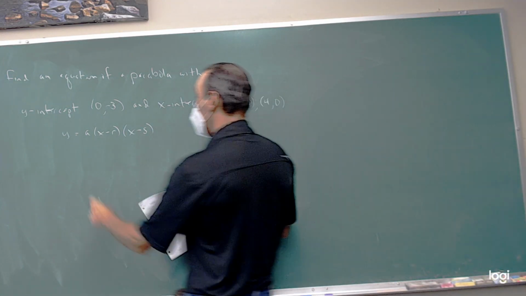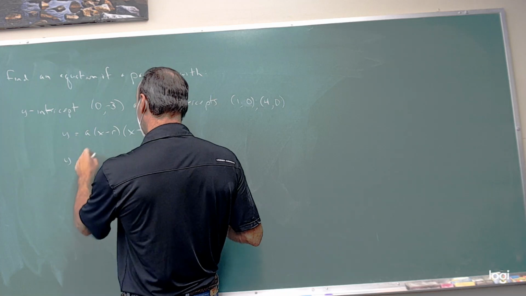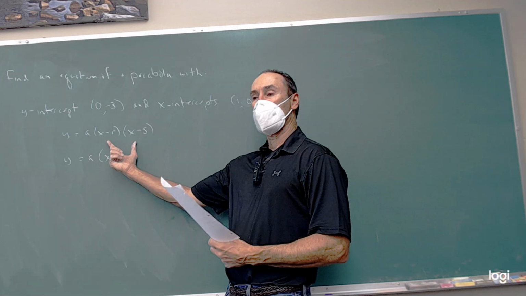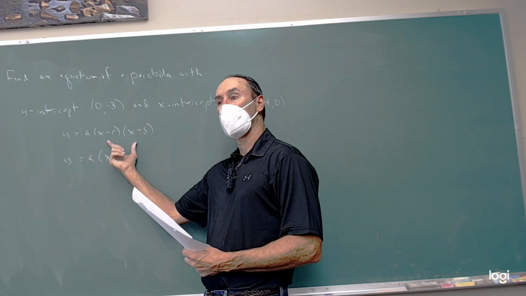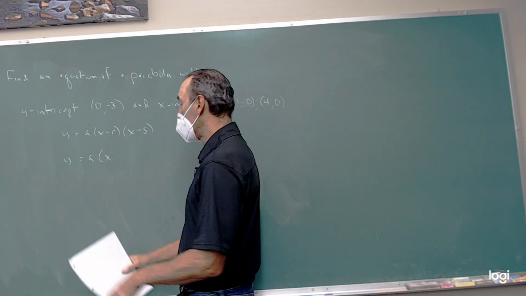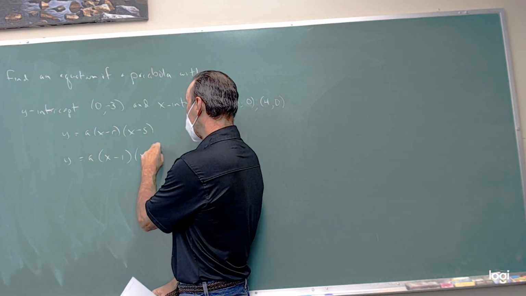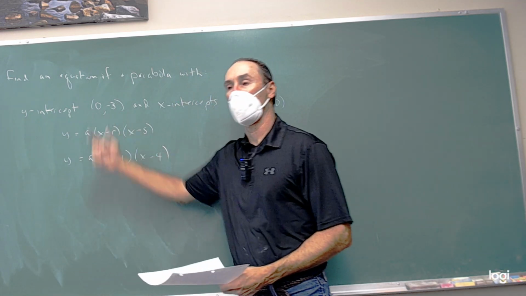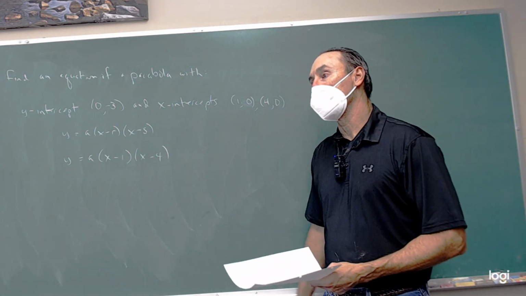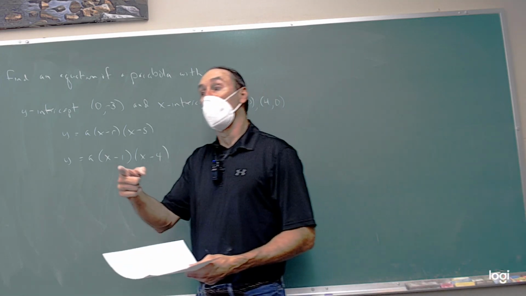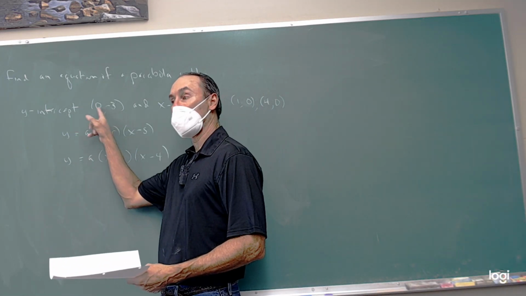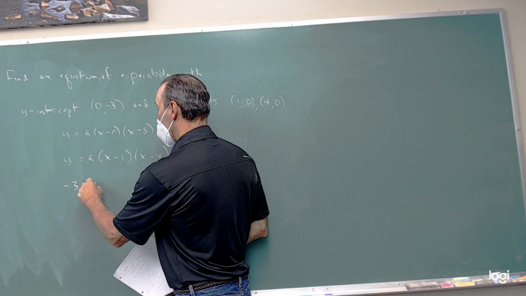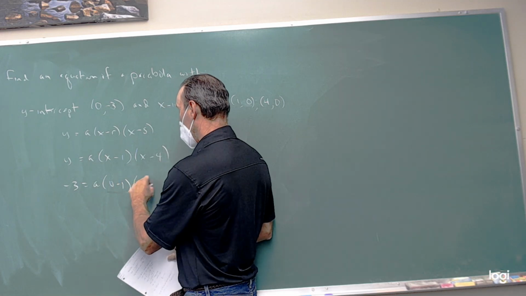Now, what do we know? To start with, Aaron was saying we don't know the a. If we have x-intercepts 1 and 4, then that's going to make the x minus r, x minus s be x minus 1, x minus 4. Exactly. Now, we still don't know A, but we haven't used this y-intercept. How are we going to find what the A is? We plug this in for x and y, because the values of x and y have got to make this true. So negative 3 is A times (0 minus 1) times (0 minus 4).